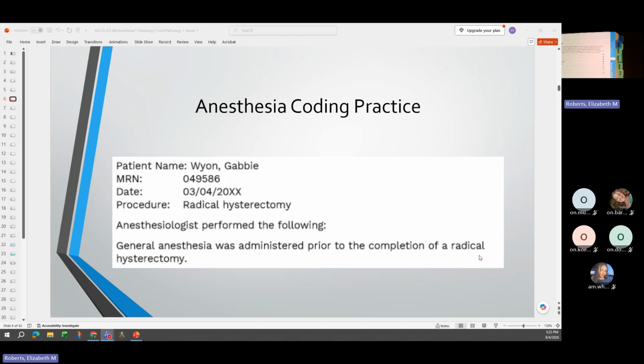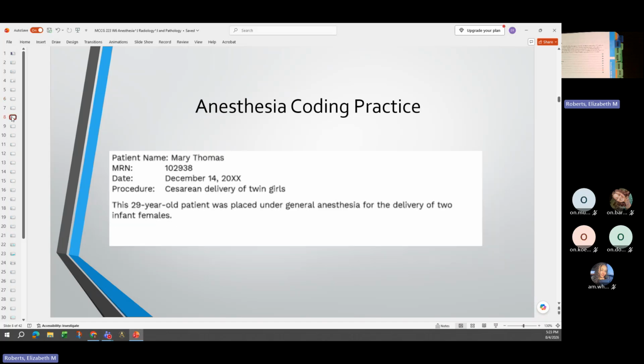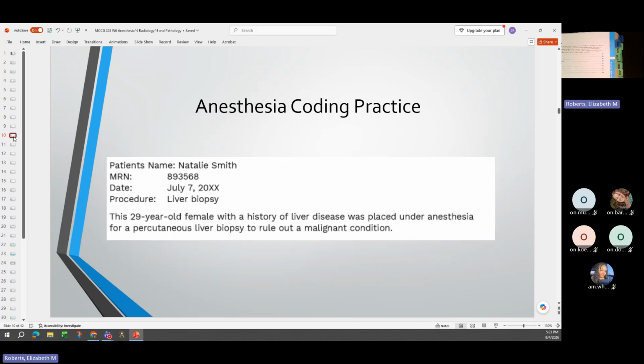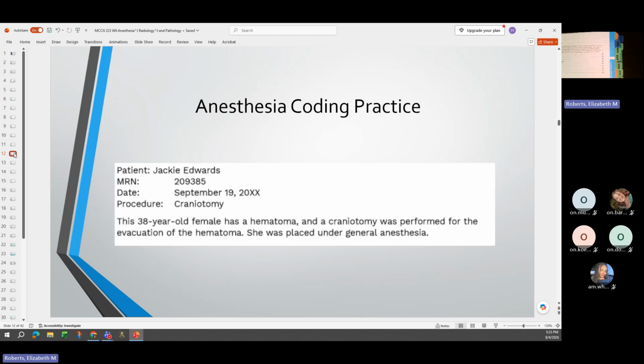Let's do one of these, and then I'm going to switch gears to radiology just for the sake of time. Do we want to do a hysterectomy? Cesarean delivery? Let's do a liver biopsy. No. Craniotomy. There we go. Let's do Miss Jackie Edwards. So I'm going to move this one up.